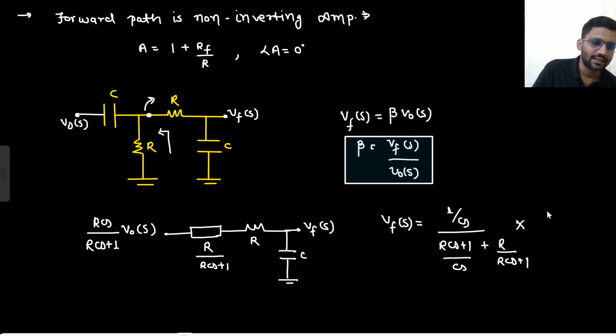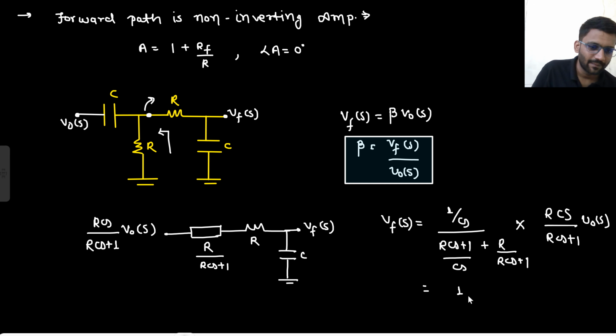This potential is RCS upon RCS plus 1. By any means you need to find VFS by V naught S. You can apply nodal analysis, by any means you need to find. So this is the way I am finding it. Till now you should be comfortable with network analysis because we are about to complete analog electronics. If you are not, then you are certainly doing something wrong.